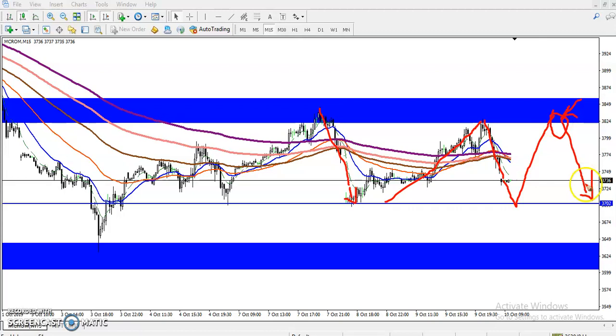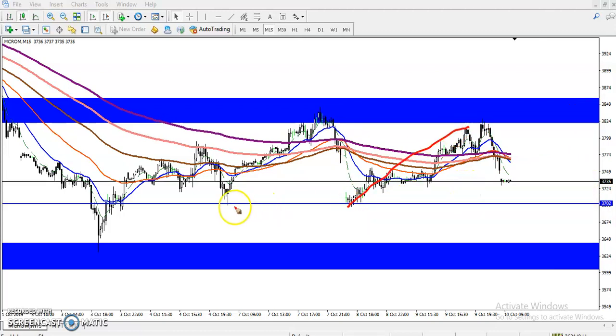And similarly, we have seen prices bouncing from this area, right? Prices bouncing from this area. That means they are forming a support area there. We have seen multiple price rejections from this area, and that is why we are expecting price will bounce again from this area. So we are looking for a bullish candlestick pattern in this area.